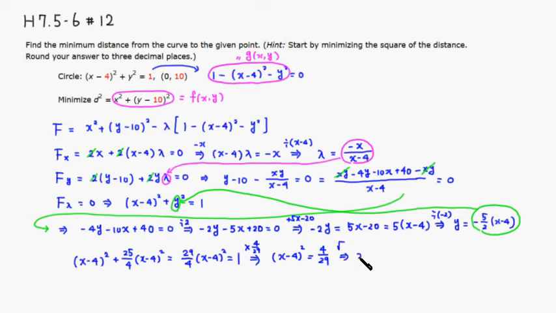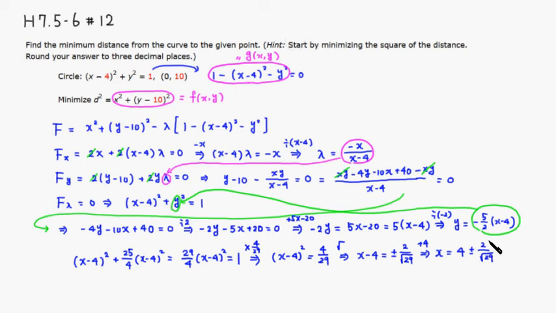You have x minus 4 is going to be equal to plus or minus the square root of this. The square root of 4 is 2, and the square root of 29 is just the square root of 29. Then finally, we can add 4 to both sides. So x is equal to 4 plus or minus 2 over square root of 29.